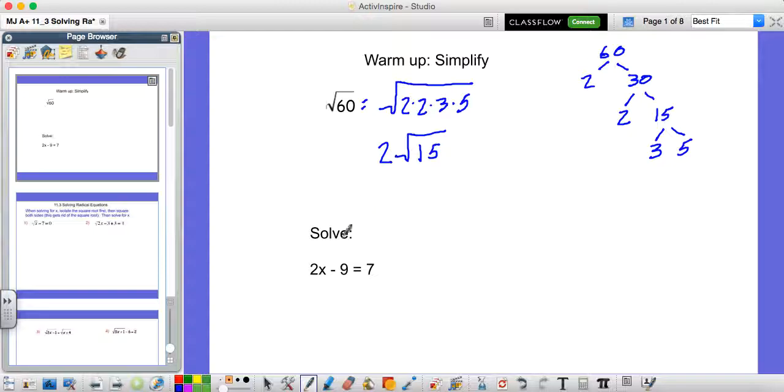Then we're also asked to solve 2x minus 9 equals 7. Yes, it's just as easy as you're thinking. Add 9 to both sides. 2x equals 16. Divide by 2. X has to be 8.